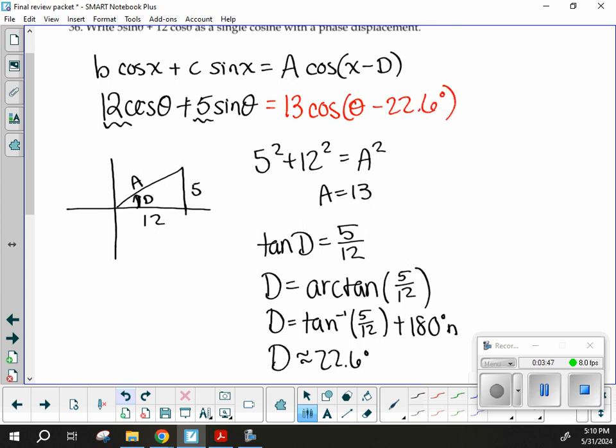Here's a great way to double check your work. Graph both of those. Graph the left side, graph the right side. They may be a smidge different because we rounded this angle, but they should nearly, if not perfectly, coincide with one another.